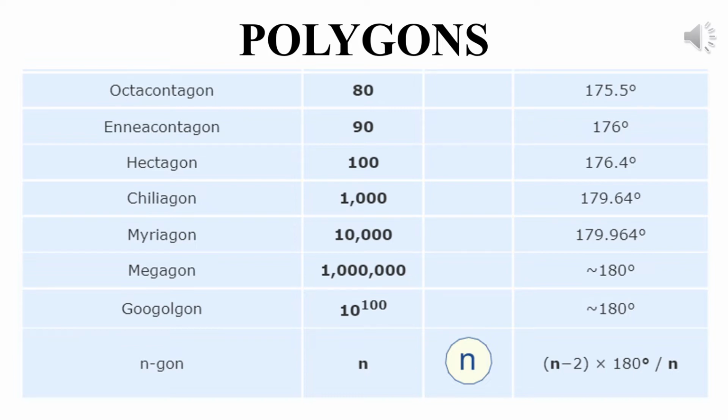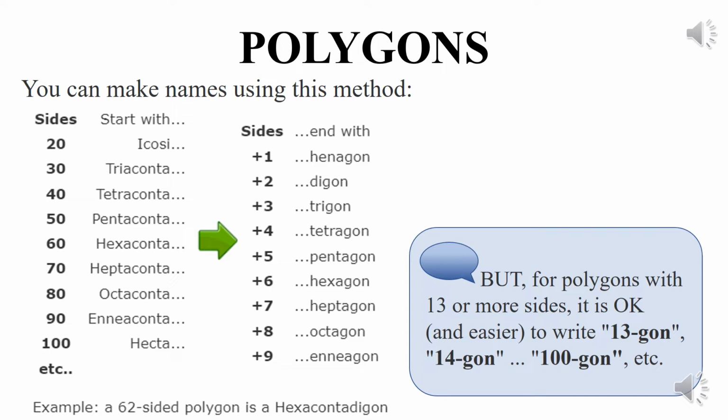Ngon has n sides. Interior angle is (n minus 2) times 180 degrees divided by n. You can make names using this method. 20 sides: start with icosi, end with henagon. 30 sides: start with triaconta, end with digon. 40 sides: start with tetraconta, end with trigon. 50 sides: start with pentaconta, end with tetragon. 60 sides: start with hexaconta, end with pentagon.